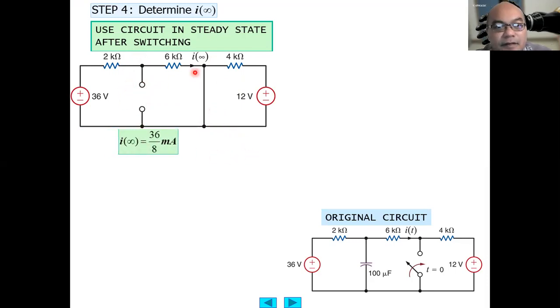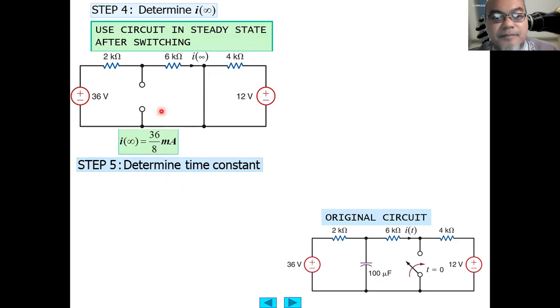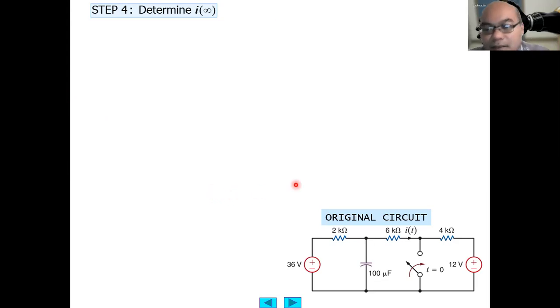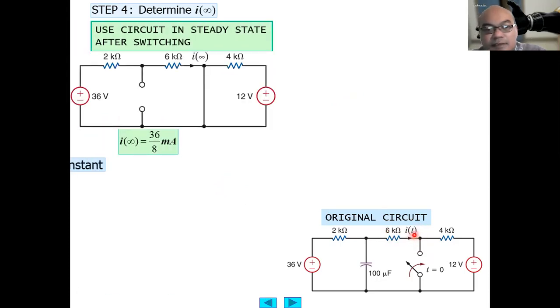So the I infinity here will be this 36 volt divided by 2 plus 6 kilo ohm, or 8, because no current flowing through here, as this is short-circuited. If it is short circuit, all current will flow through this wire, nothing will flow through this. So 36/8 milliampere. Then let's determine the time constant. Let's go back. This is the current; what is being asked is the current flowing through the 6 kilo ohm resistor.